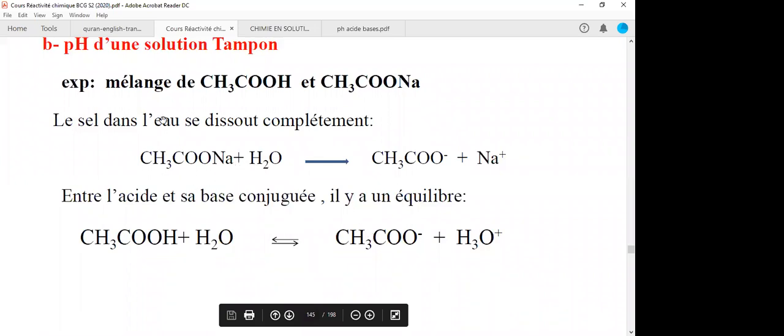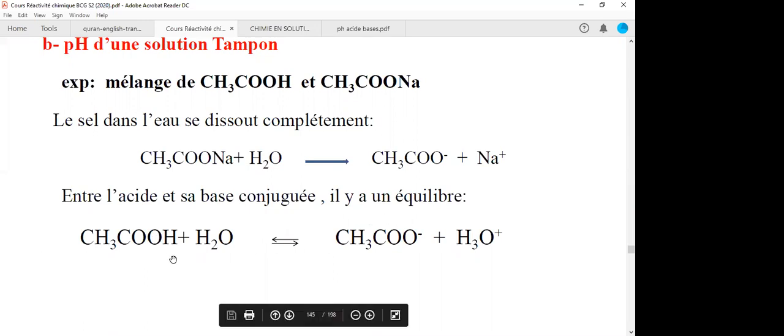So we are going to look at how to find the pH of a buffer solution. A mixture of this one, which we've already seen in the example. So let's say this salt, it dissolves completely in water. When you put this salt in water, it will decompose, forming the base conjugate of this acid and forming sodium ion. Between the acid and its base conjugate, there is an equilibrium.